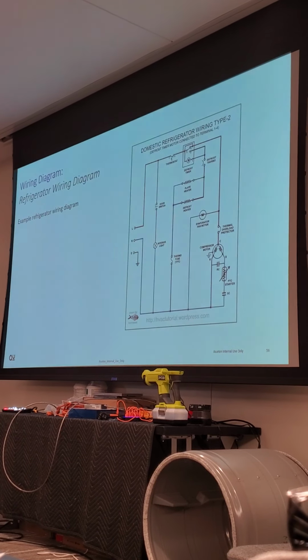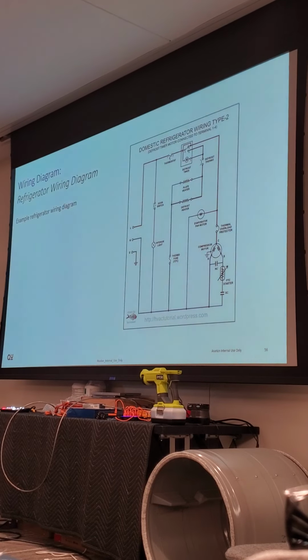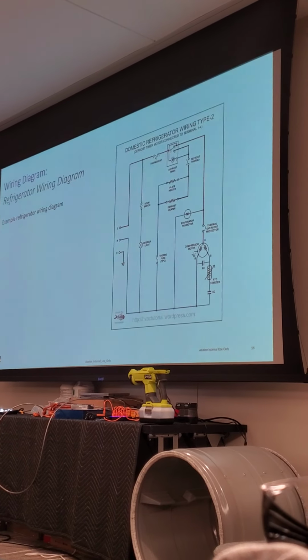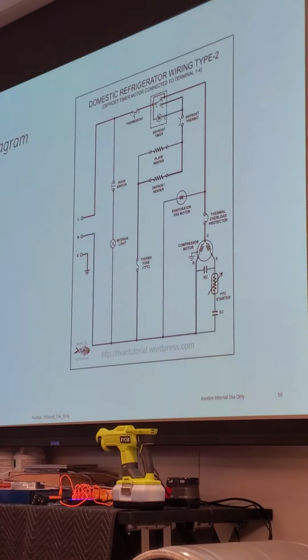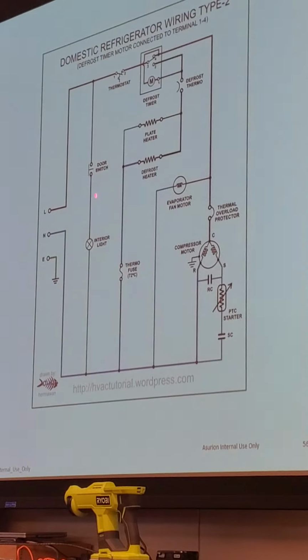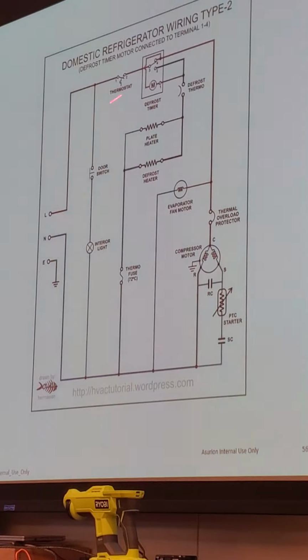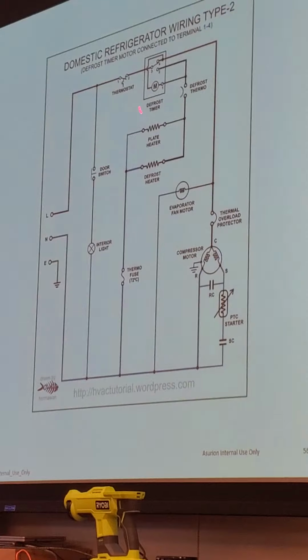Okay, this is a basic refrigerator diagram. You see where the interior light is here, the door switch is? Thermostat, what would this be?